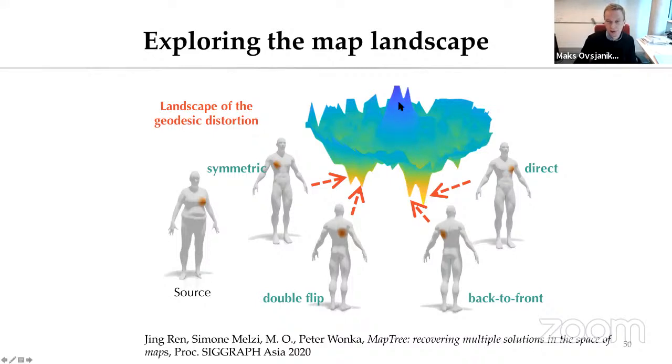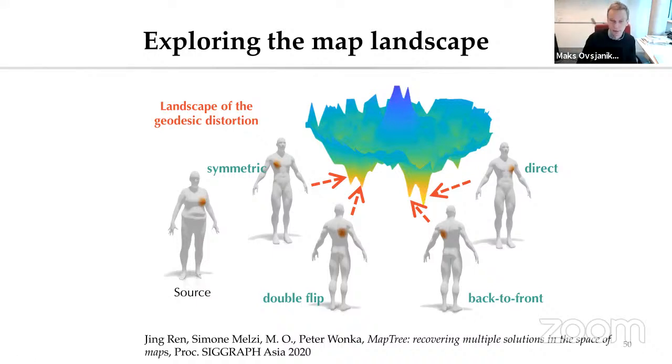And for this, you need to explore the map landscape. Here's a pair of shapes, and each point in this diagram is a correspondence, a point-to-point map, and the height is related to the geodesic distortion of that map. You see this very complicated landscape, and there are local minima, corresponding for example to symmetries, and there's a global minimum that often corresponds to the ground truth correspondence. But exploring this entire landscape is very difficult. And this is where descriptors often come in, because they allow you to start at least in some neighborhood, and then you can do some local investigation.